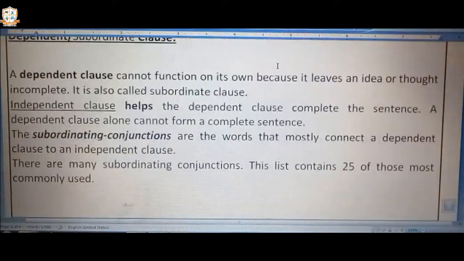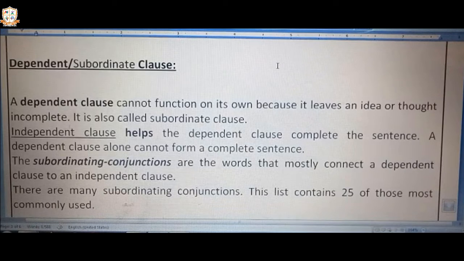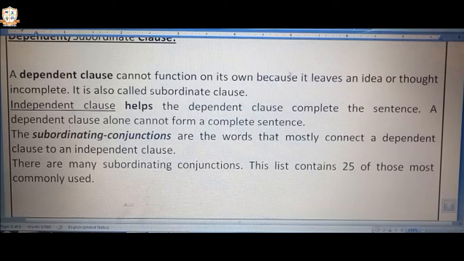Now, the definition of dependent clause. It is just the opposite of independent clause. Why? Because it cannot function on its own and it leaves an idea or thought incomplete. And this is the main part that you have to remember here, that a dependent clause leaves an incomplete thought or meaning in the sentence. It is also called a subordinating clause. An independent clause helps the dependent clause to complete the sentence. A dependent clause alone cannot form a complete sentence.